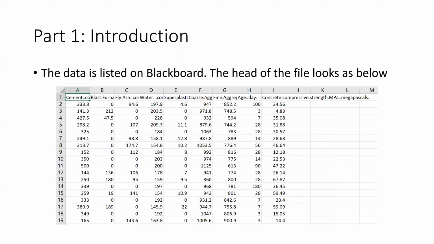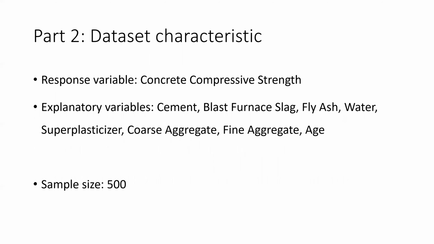The data is listed on Blackboard. The header of the file looks as below. In the next part, I will introduce the dataset characteristics. So here we have one response variable named concrete compressive strength. We need to predict the response variable. And here are some potential explanatory variables listed as below. The sample size is 500.